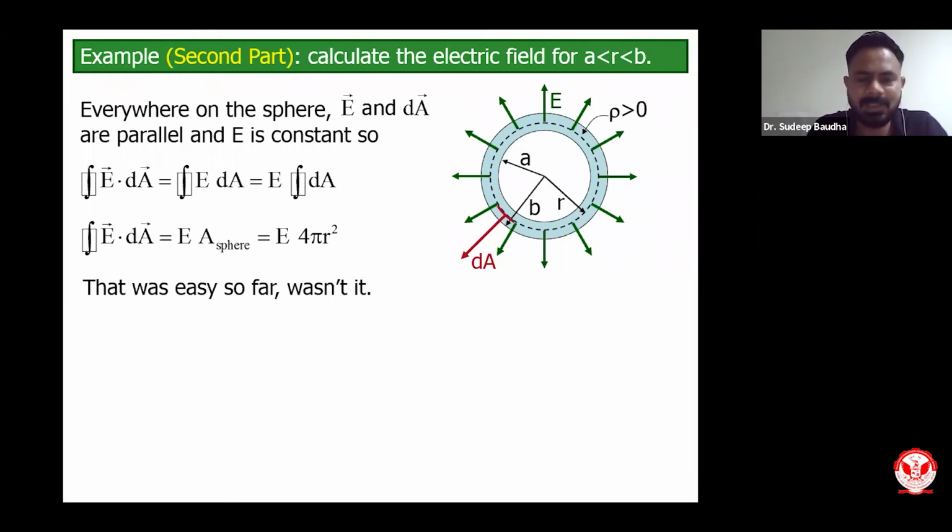You can calculate the entire flux which is generated at this particular point. As you can see, it will be equivalent to E into the area of the sphere, and the area of a sphere is 4 pi r square. I have already defined this value of r. So the next part is we have to equate it with the charge enclosed upon epsilon naught.